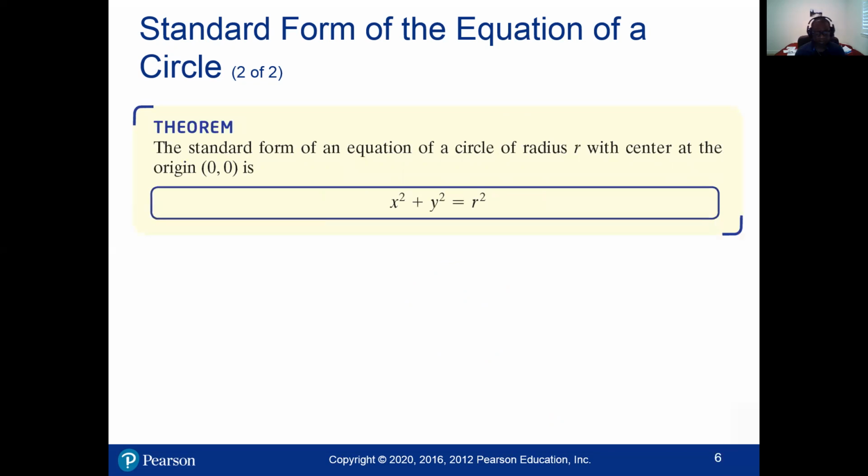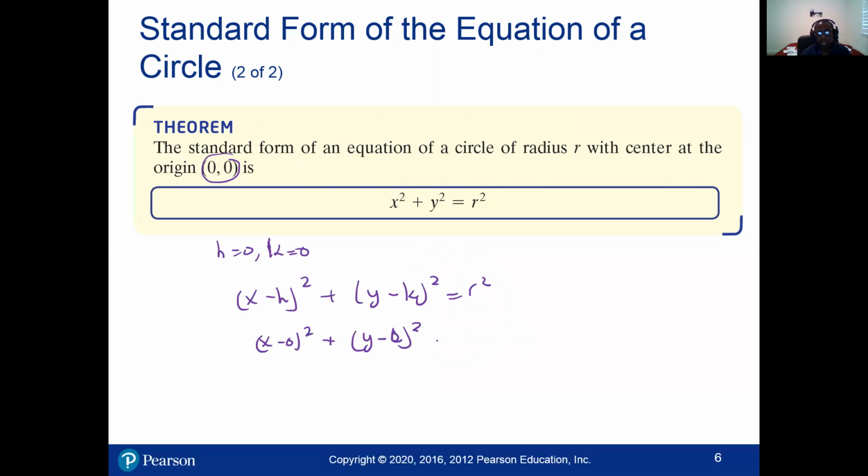All right. Now, we have a theorem: the standard form of the equation of a circle of radius r with the center at the origin. If the center is at the origin, that means your h is equal to 0 and your k is also equal to 0. So in this equation, (x minus h) all squared plus (y minus k) all squared equals r squared, if these are 0, then you have (x minus 0) all squared plus (y minus 0) all squared equal to r squared. That gives us x squared plus y squared equals r squared.